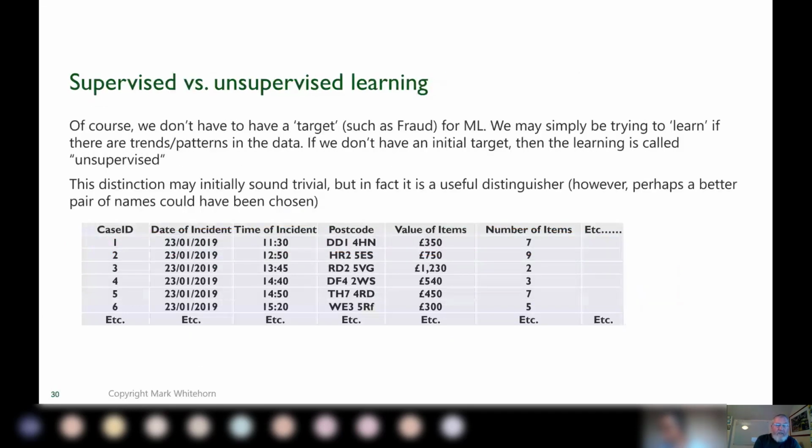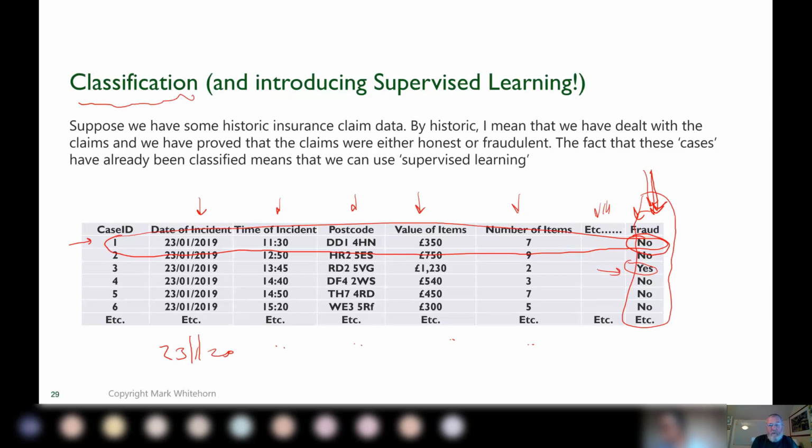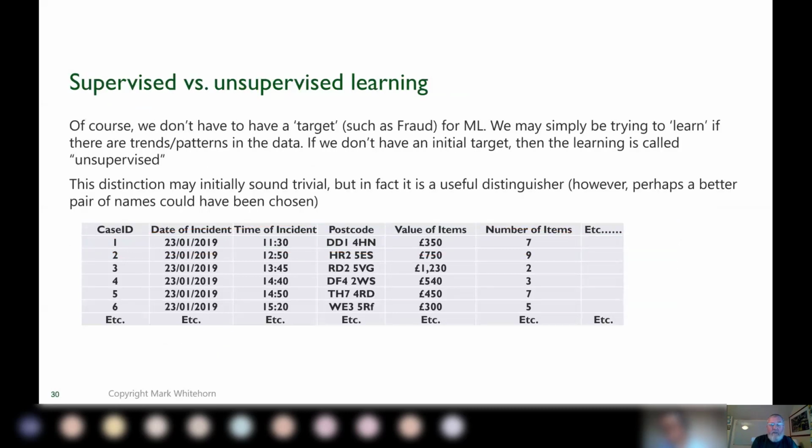Now, you don't have to have a target, such as fraud, for machine learning. You may simply be trying to learn if there are trends and patterns. So I might have exactly the same data. I'll go back a slide. You can see what we've lost is this fraud column. It's entirely reasonable for me to take this data without the fraud, not fraud, and say, I'm just going to use classification as an algorithm on this.